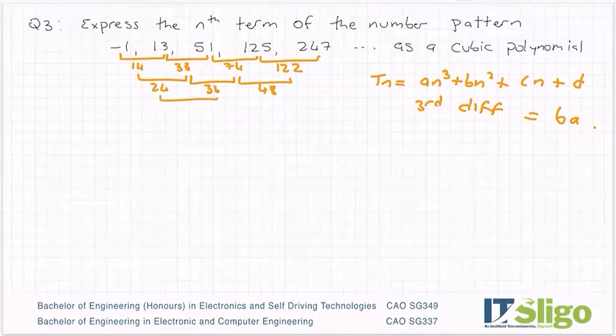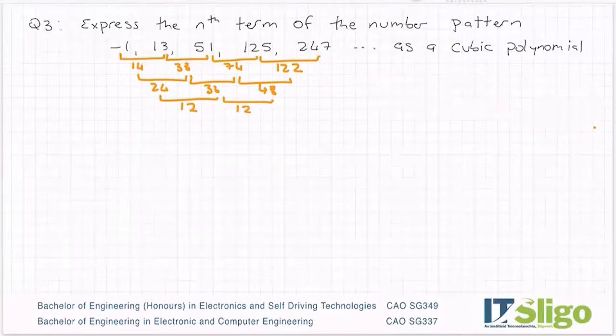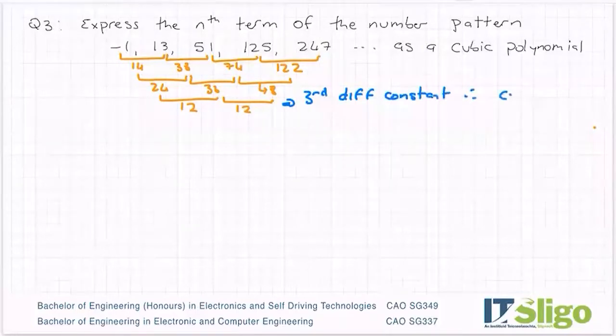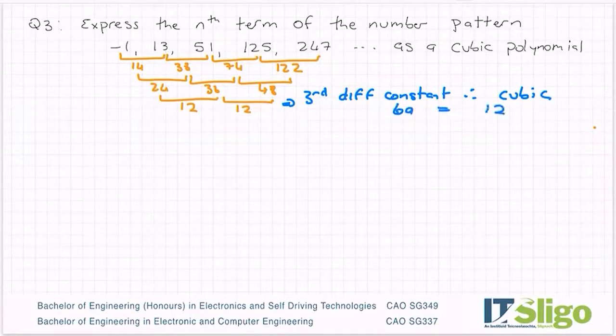So 24 to 36 is a difference of 12. 48 minus 36 is a difference of 12. So just like we expected, the third difference is the same, or it's a constant. Therefore, it's cubic, okay? So therefore, we can let 6A equal that third difference, which was 12, and divide across by 6. A is equal to 2, okay?